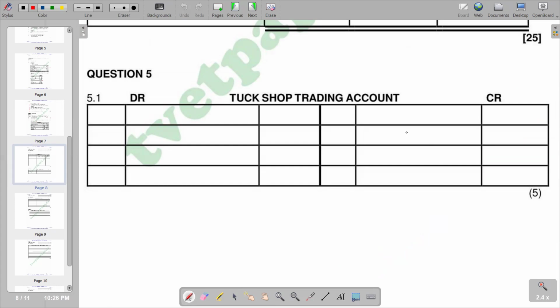Basically, opening inventory should be on the debit side of the trading account, and also we have purchases on the debit side. And then when we go to the credit side, we are supposed to have sales on the credit side, and then closing inventory should be on the credit side.